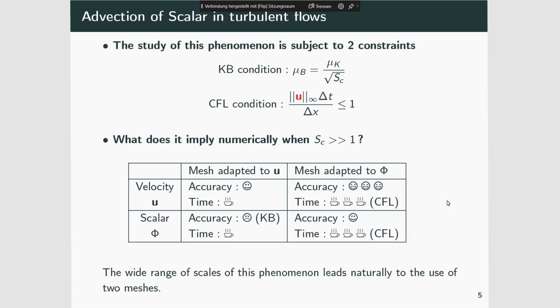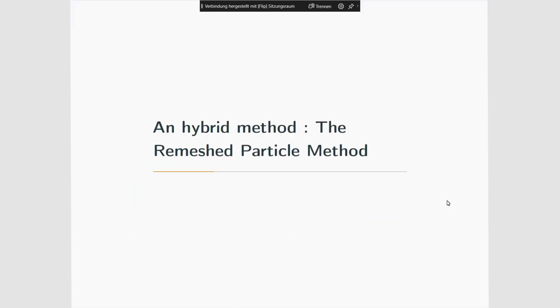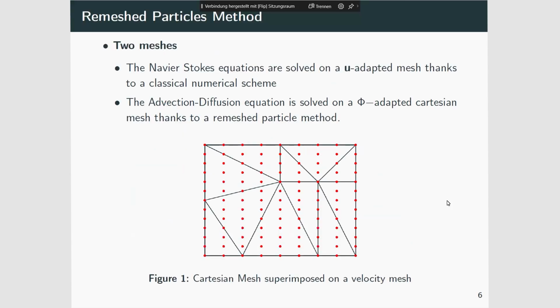So the wide range of scales for this phenomenon leads naturally to the use of two meshes, which is why I'm going to introduce the hybrid method I was talking about. The Navier-Stokes equations are solved on an unstructured mesh, thanks to a classical numerical scheme, in our case the finite element method. And the advection diffusion equation is solved on a Cartesian mesh, thanks to the remesh particle method. Those two meshes are superimposed.